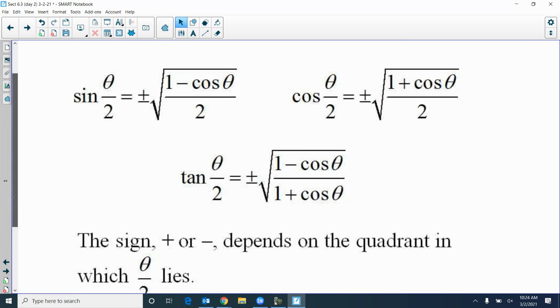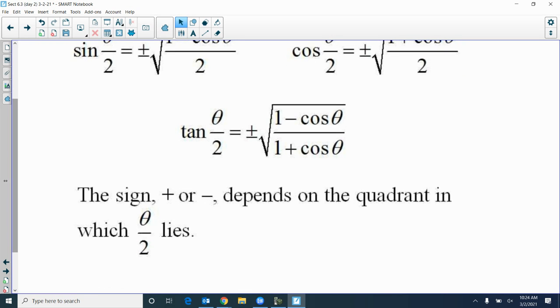Now the plus or minus in front is not like the quadratic root formula where it means you have two answers. It means it could be a positive answer or a negative answer. It just depends on which quadrant the angle lies in. So don't think of it as a quadratic root formula where it is two answers. It is not plus and minus. It will be one or the other, as we move through that.